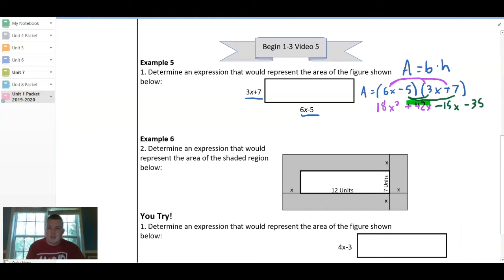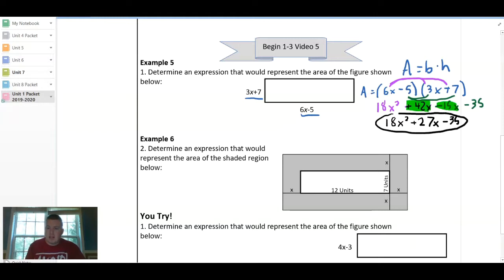Of course, now that I've multiplied those out, I do need to look for like terms. I only have like terms here of 42x and negative 15x, so I'm going to combine those. My 18x squared will stay 18x squared since there's nothing to combine it with. Then 42x minus 15x gives me a 27x, and it will be positive since our bigger number was the positive number there. And then I'm going to have minus 35. That's all we have to do for that problem.